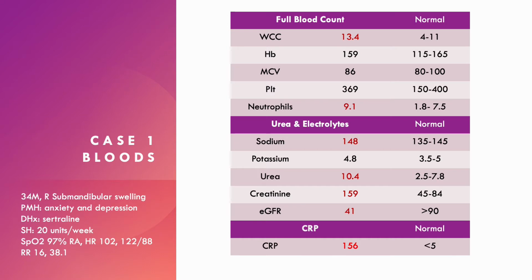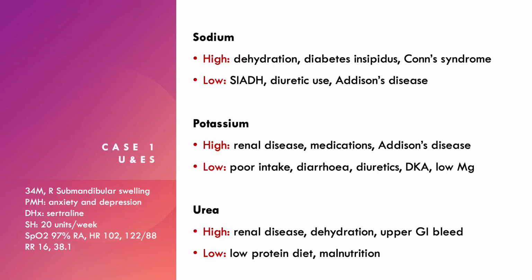an acute kidney injury. So we're going to have a little look at what causes a high sodium, potassium and urea, and we'll look at creatinine and eGFR in a minute. So this patient presented with a high sodium, and this was likely as a result of dehydration. And this is because the volume of water in the blood decreases, so the concentration of sodium then goes up.